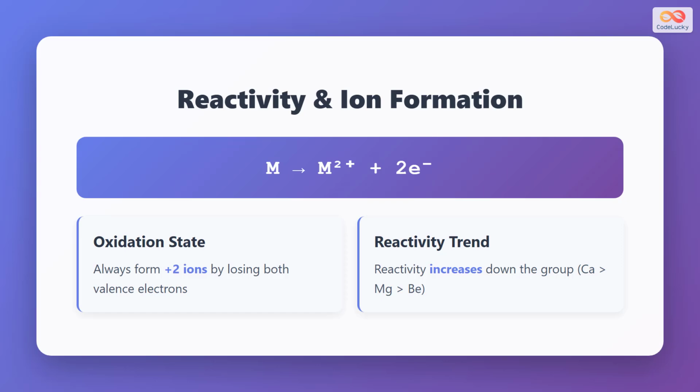When alkaline earth metals participate in chemical reactions, they follow a consistent pattern. The general equation shows a metal atom losing 2 electrons to form a metal ion with a +2 charge. This process is represented as M becomes M2+ and releases 2 electrons. All group 2 elements form ions with a +2 oxidation state by losing both of their valence electrons. An important trend to remember is that reactivity increases as you move down the group. This means calcium is more reactive than magnesium, which in turn is more reactive than beryllium.